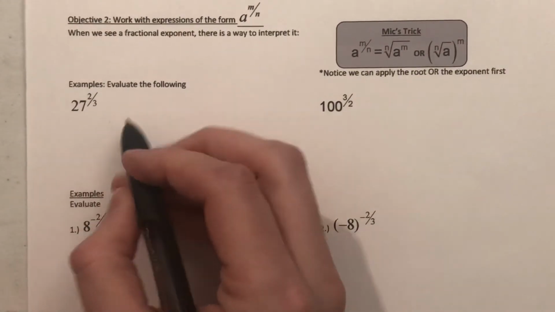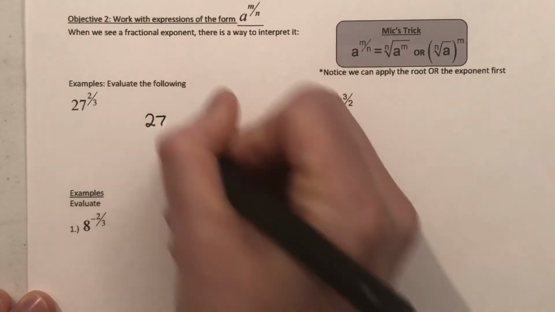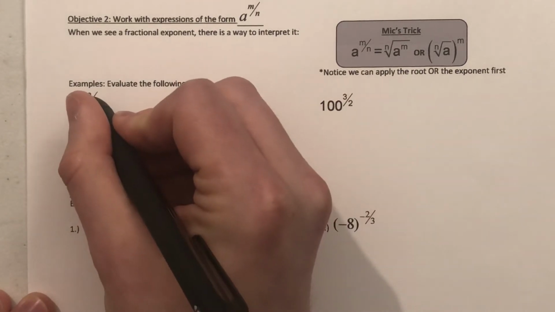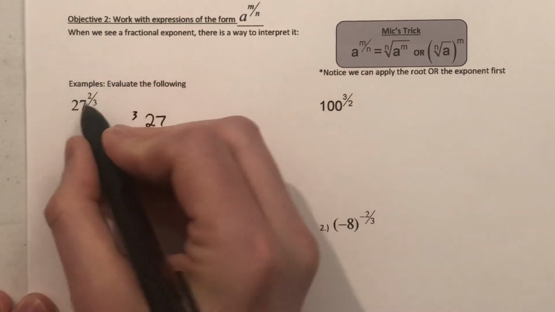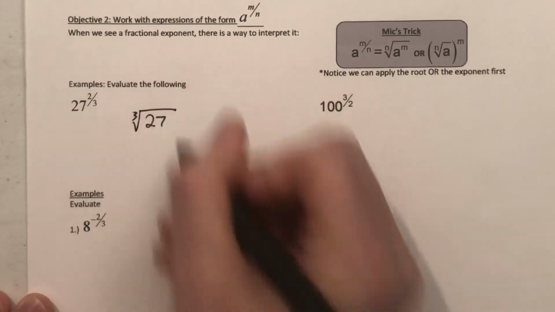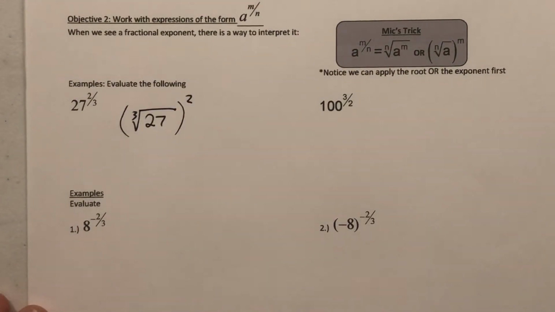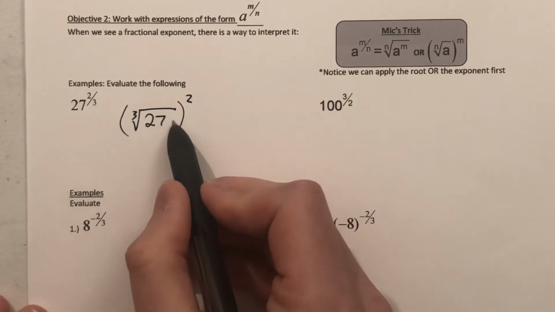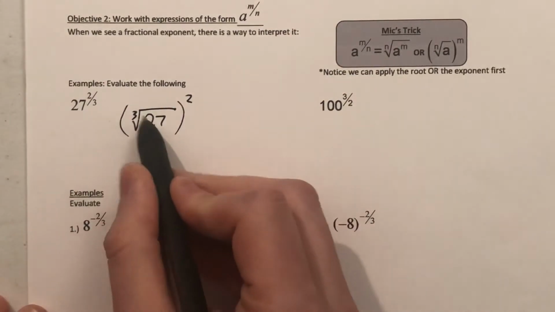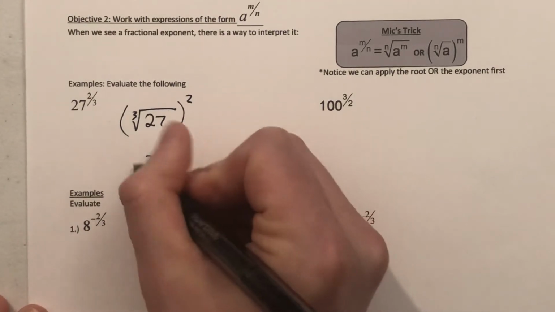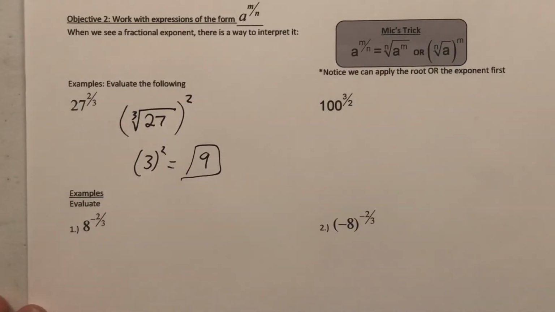But in these two examples here, the first thing I want to do is interpret them. 27 to the 2/3 power. So that'll be 27, and again, the 2 is the power, the 3 is the index. I'm going to take the cube root of 27 and then square it. Again, I could have put that squared on the inside, but I don't want to square 27 to make it much bigger and then look for the cube root when I realize the cube root of 27 is just 3, and now I can just square 3 and get my final answer.